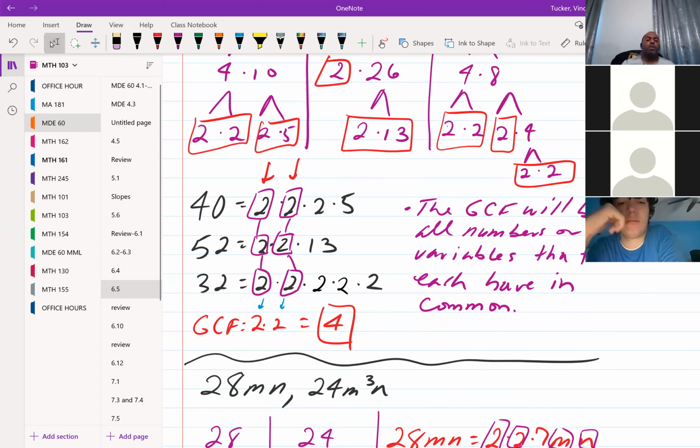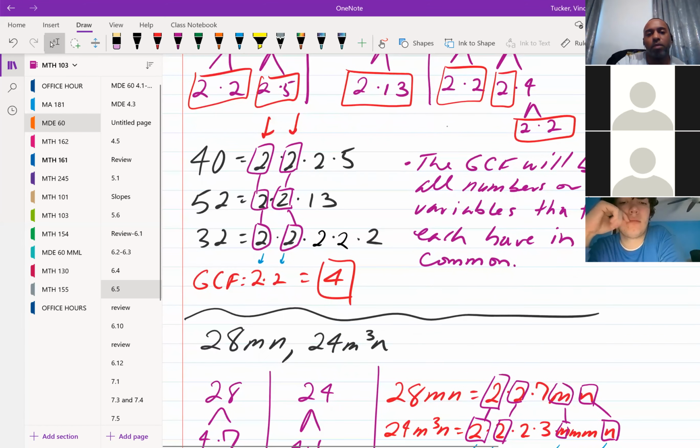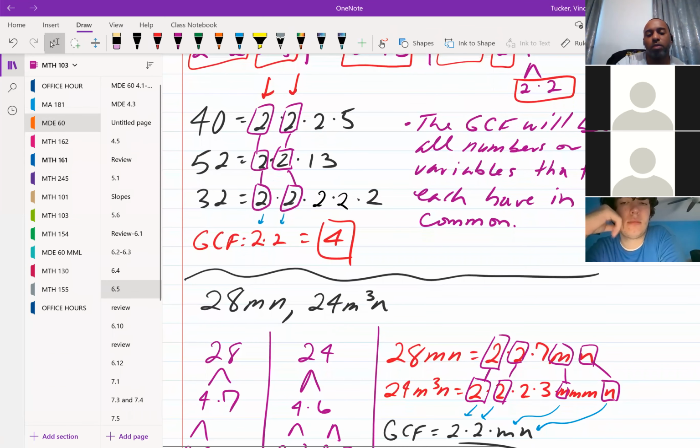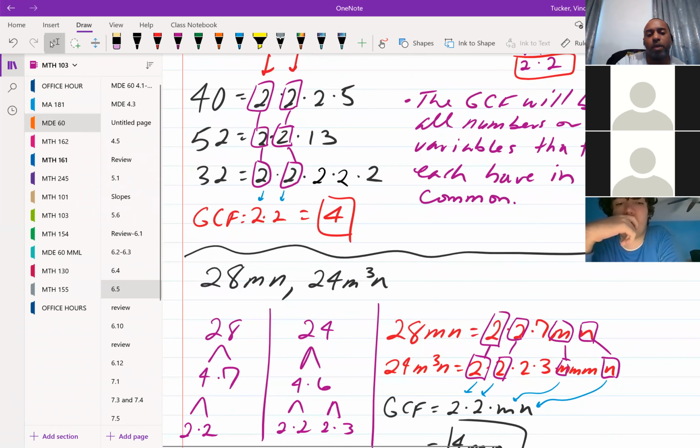All right. So next one, we want to do the same thing. We have 28mn and 24m cubed n. This time we have variables, letters that could be part of the GCF as well. Once again, if I scroll up, you still copy and let me know. So I take the same thought process with the 24 and the 28. And the more you do this, the more you get used to the process.